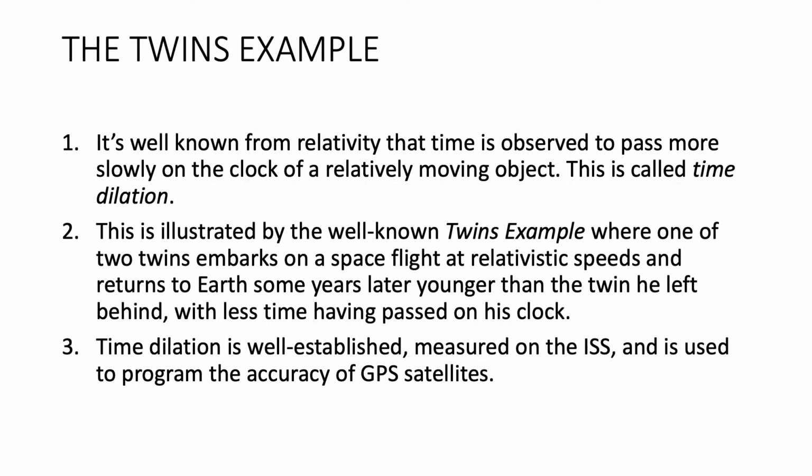It's well known from relativity that time is observed to pass more slowly on the clock of a relatively moving object. This is called time dilation. This is illustrated by the well-known twins example, where one of two twins embarks on a space flight at relativistic speeds and returns to Earth some years later, younger than the twin he left behind, with less time having passed on his clock. Time dilation is well established, measured on the ISS, and is used to program the accuracy of GPS satellites.